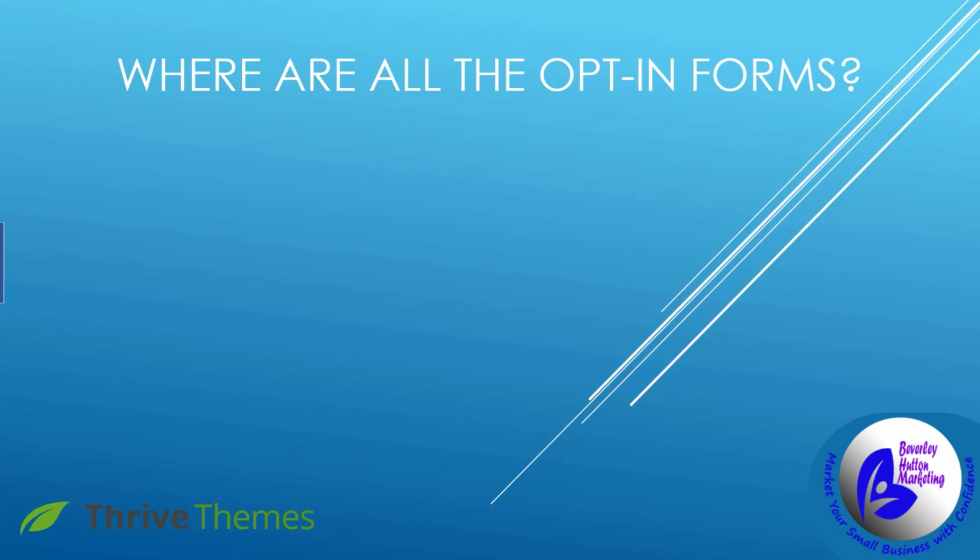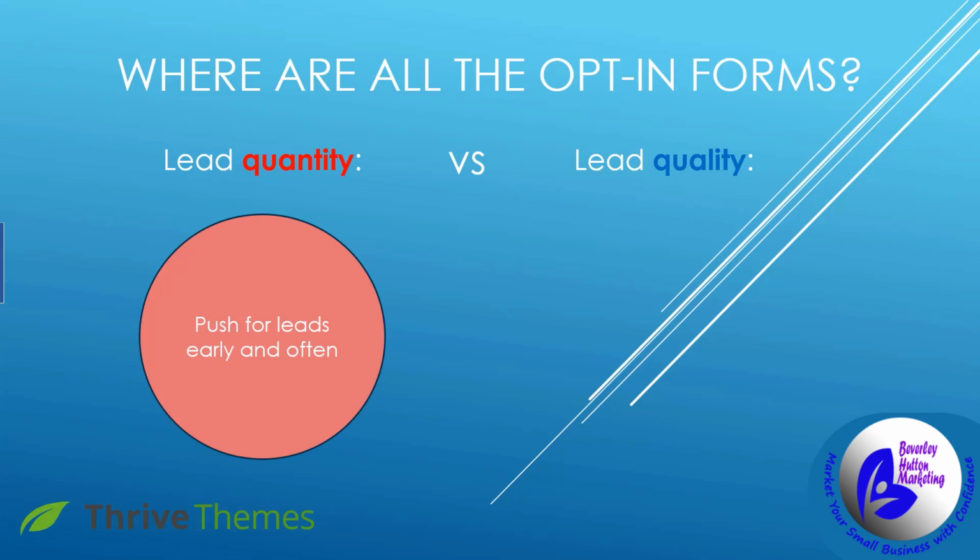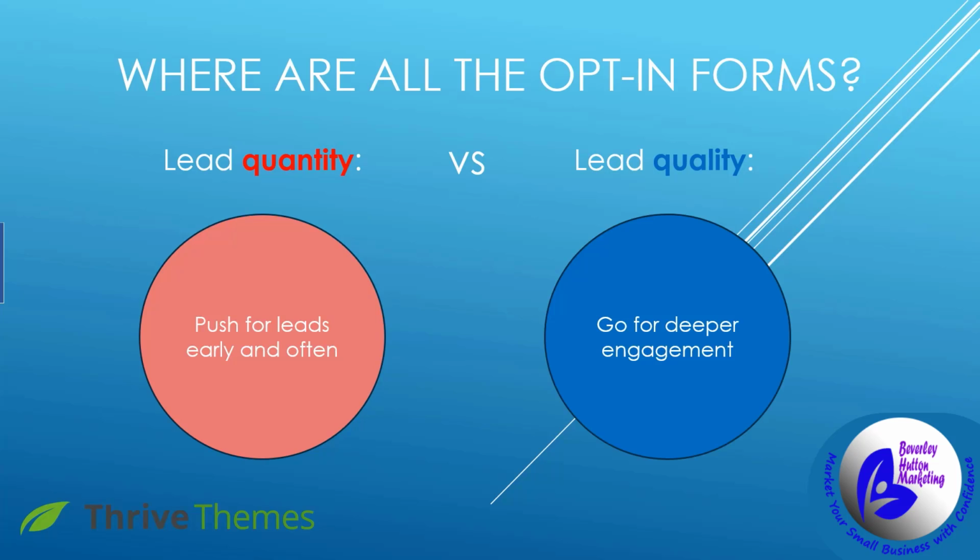And it isn't necessarily wrong. I'm not saying this is a bad idea, but it is about weighing, for your lead generation, lead quality versus lead quantity. Right, if you want lead quantity, you just want to get as many people on your mailing list as possible, and you can and should push for leads early and often. But if you want higher quality but fewer leads, then you want to go for deeper engagement. And on the About page specifically, it makes sense to go for lead quality over lead quantity.